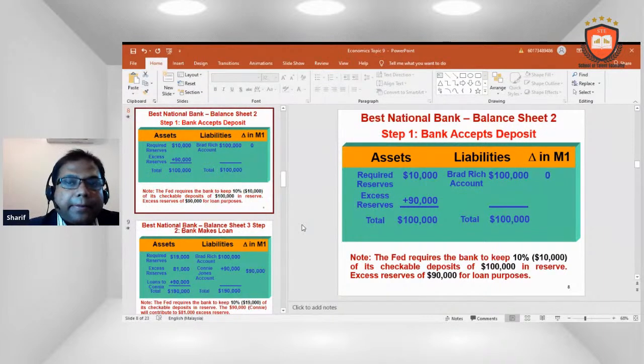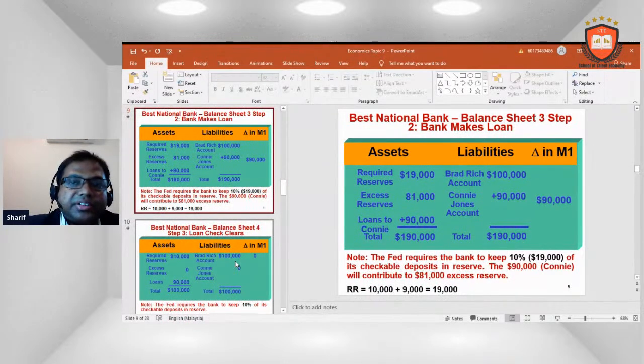Best National Bank balance sheet. The bank accepts a deposit. Let's say here is a required reserve of $10,000 and an excess reserve of $90,000, total $100,000. Liabilities: checkable deposit $100,000, total $100,000. Note that the Federal Reserve requires the bank to keep 10%, $10,000, of its checkable deposit of $100,000 in reserve, with excess reserve of $90,000 for loan purposes.